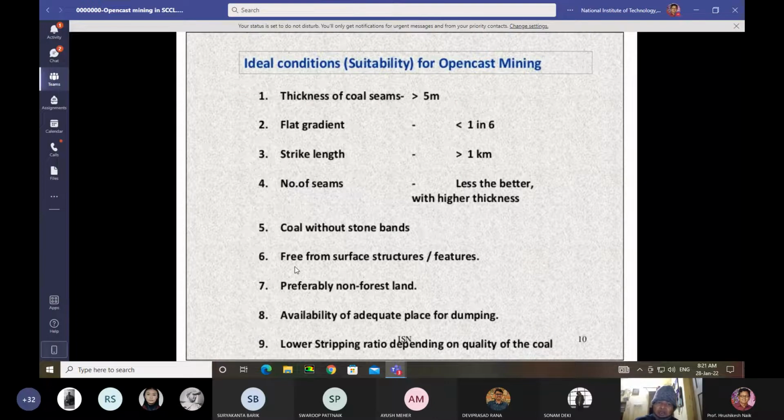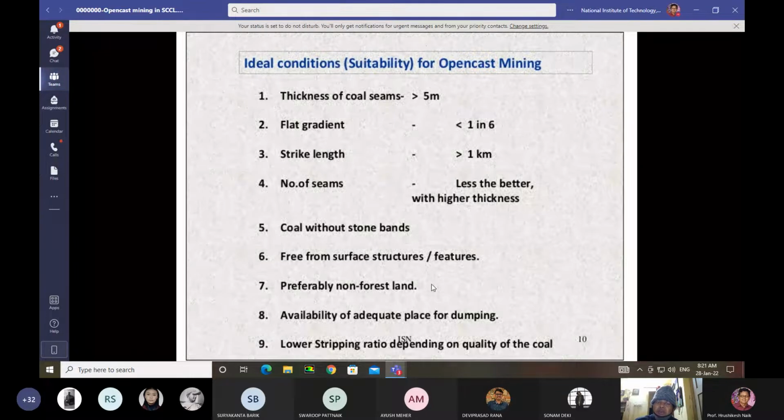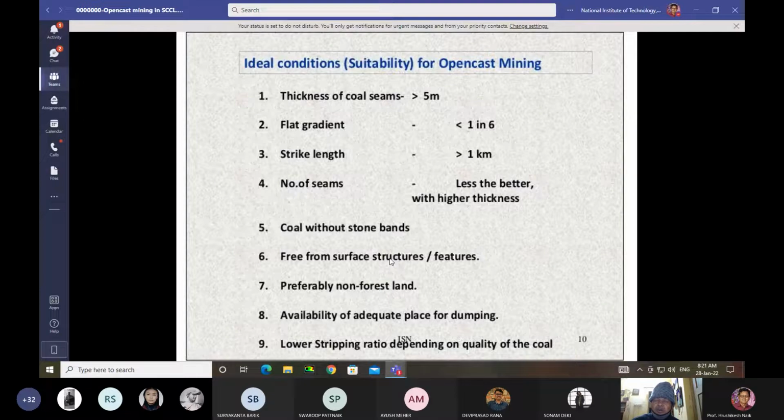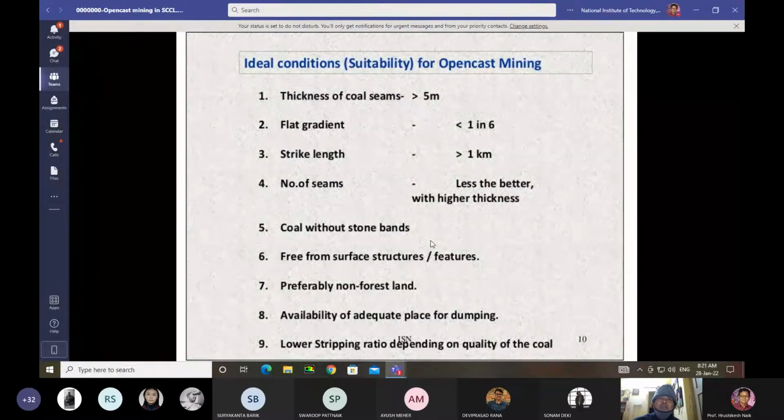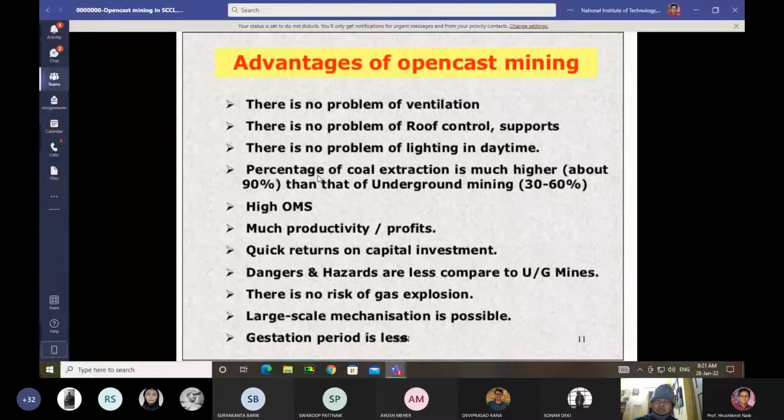And the deposit should be free from surface structures and features. Where the mineral is lying below the surface, no other structure should be there, no other features should be there. Preferably, non-forest land is desirable for adopting the open cast mining method. So these are some of the conditions for the open cast mining method.